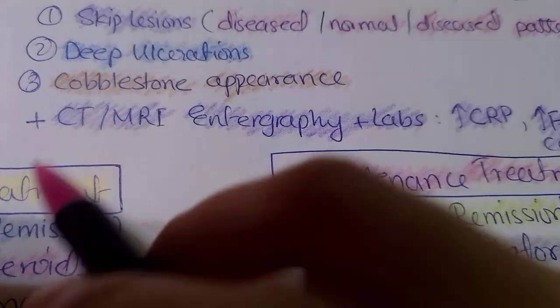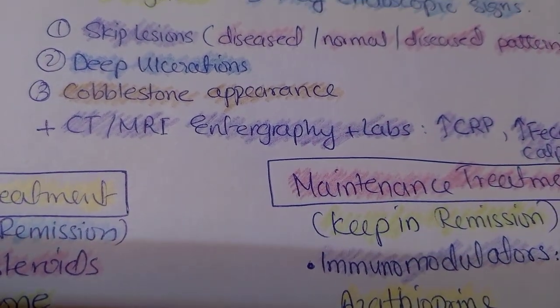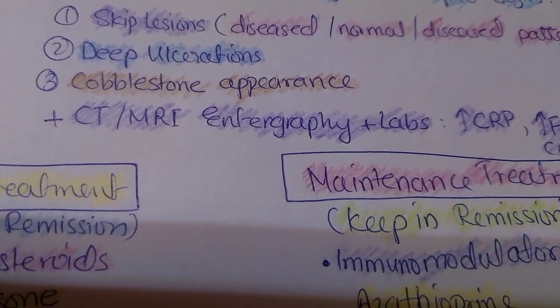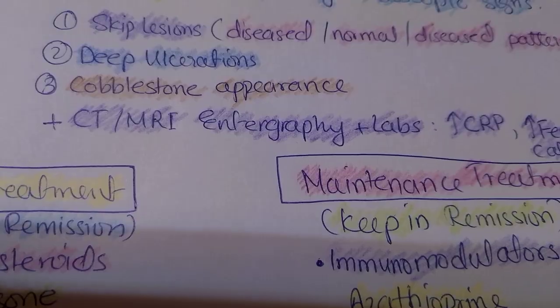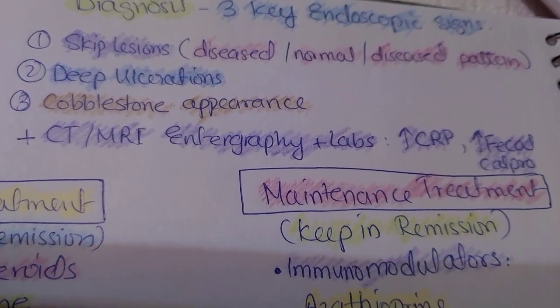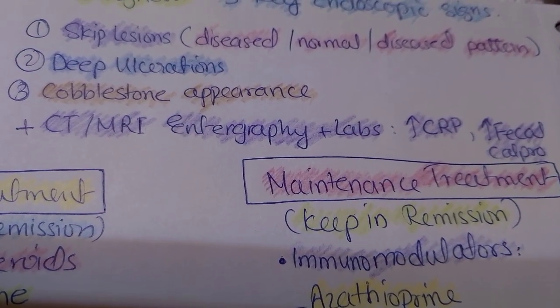So imaging with CT or MR enterography shows bowel wall thickening, inflammation in areas we can't scope, and helps identify complications like abscesses or fistula.